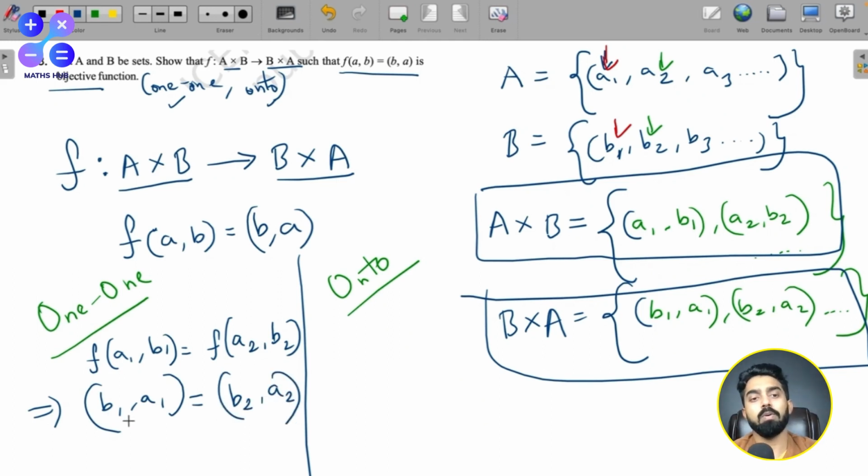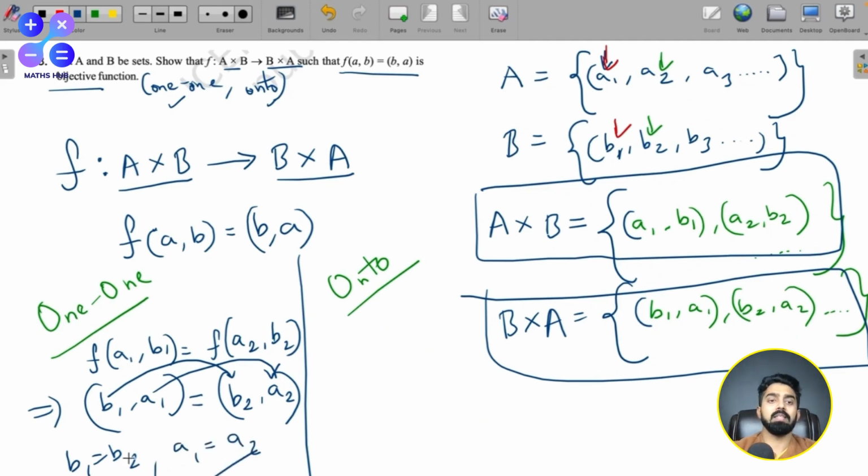right? Now, from the definition, in 11th standard we learned that if two ordered pairs are equal, then each individual element is also equal. That's the definition from sets we learned in 11th standard. So this would imply that b1 equals b2 and a1 equals a2. So this proves that these two ordered pairs are basically the same. So a1 equals a2 and b1 equals b2.